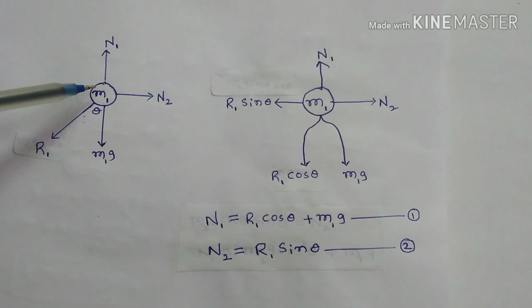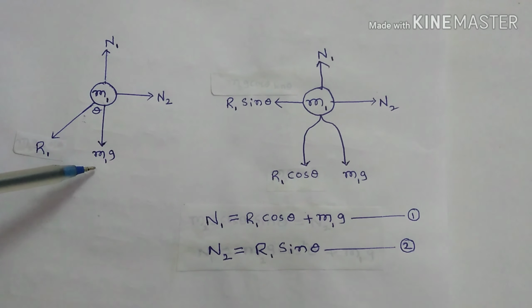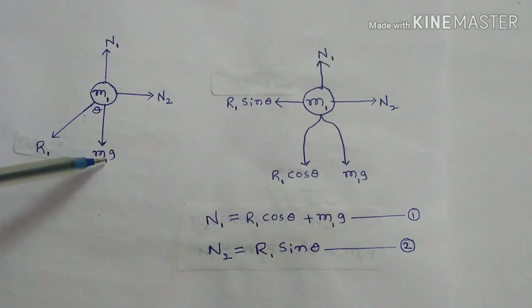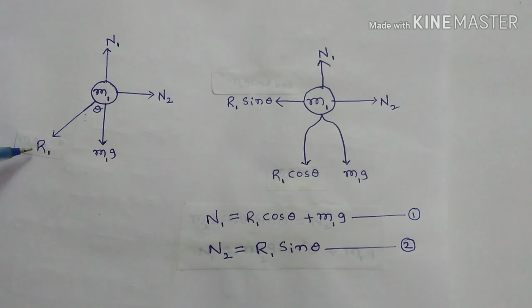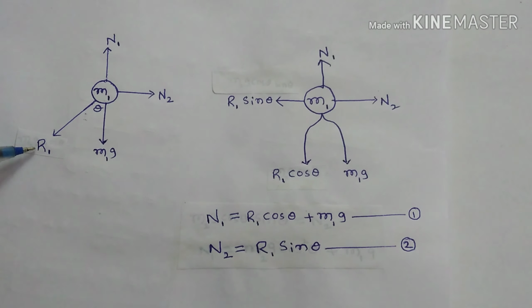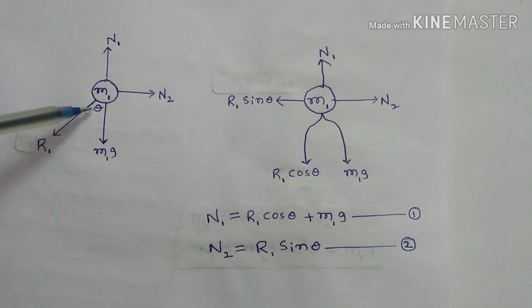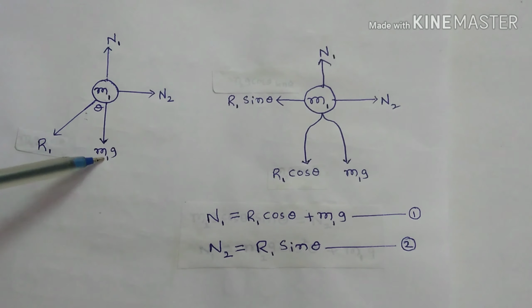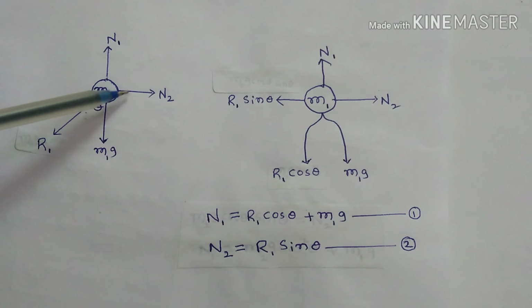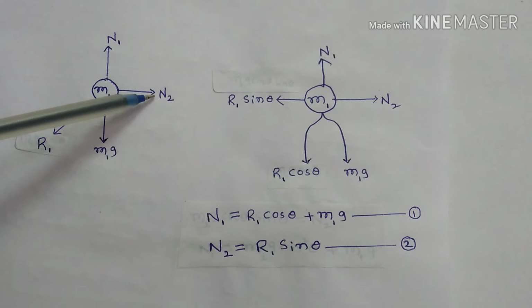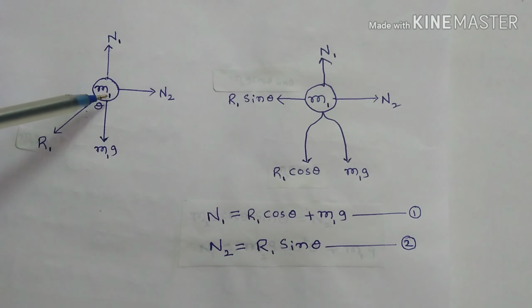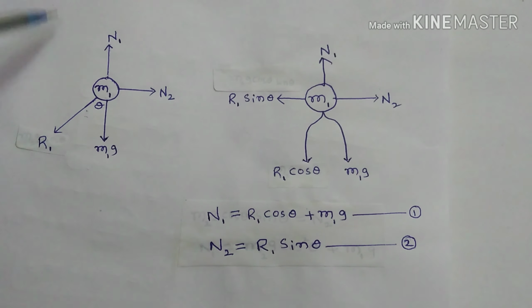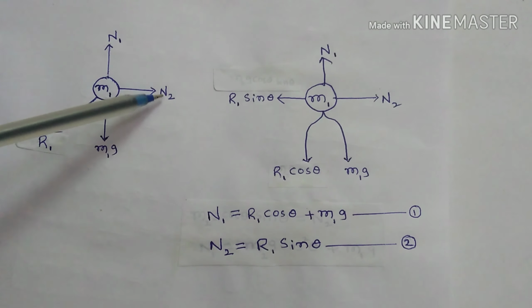On M1, the forces: downward gravitational force M1G, upward reaction force N1. Along this direction, this reaction force by M2 mass, along this direction I am calling R1. It makes an angle theta with this direction. This is N2, the normal reaction force on the mass M1 due to the surface of the glass. Side surface is there, no, like this, along this direction, N2.